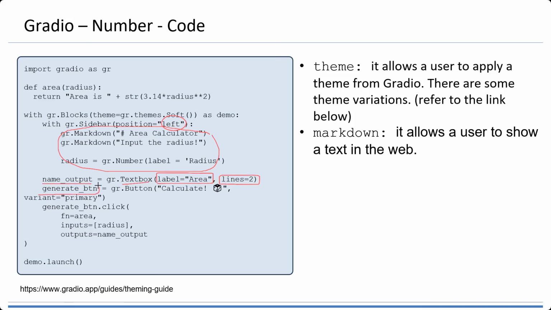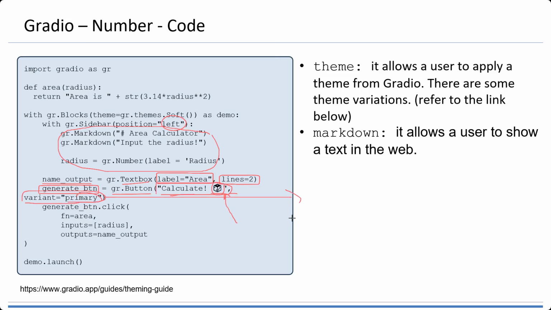We have another variable, generate button. We use a button, calculate. I have an icon for the dice, so we can also put some kind of icon for this one. Calculate icon, and then variant primary. Primary is a design in the web.